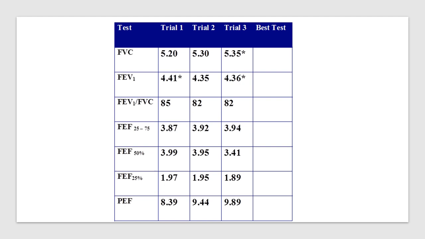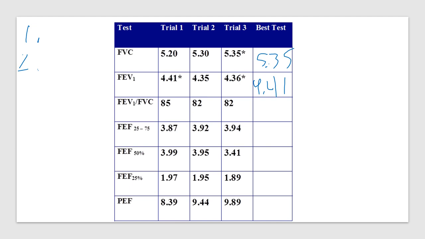Forced vital capacity. All right, step one: with my forced vital capacity, I'm going to take the largest number. So the largest number, 5.35, and transfer it over. All right, that's step one. What's step two? Well, step two is take the FEV1 and transfer the largest number over. 4.41 is the largest one. 4.41. All right, I got steps one and two done.